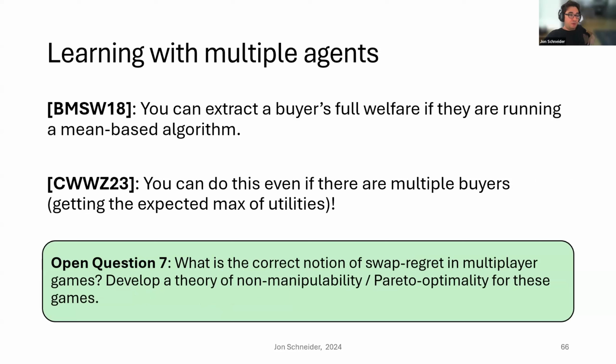Secondly, a very interesting generalization is learning when there are multiple agents, in multiplayer games where there are more than just two players. Again, the original auction paper showed that you can extract a buyer's full welfare if they're running a mean-based algorithm, but assumed there's a single buyer bidding against a single seller. Very recently, it was shown that you can do this even if there are multiple buyers. You can still extract the maximum welfare of this game, getting the expected max of utilities even. So again, you can ask, what is the correct notion of swap regret? What's the correct type of learning algorithm players should run in multiplayer games? Is there a good theory of non-manipulability and Pareto-optimality for these games?